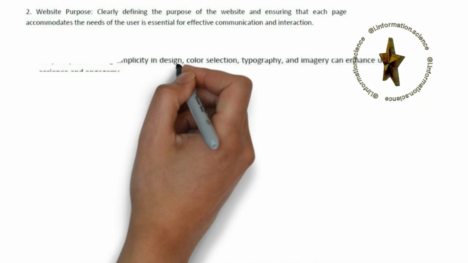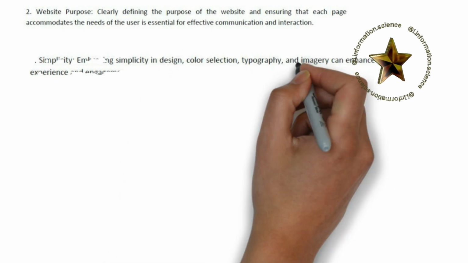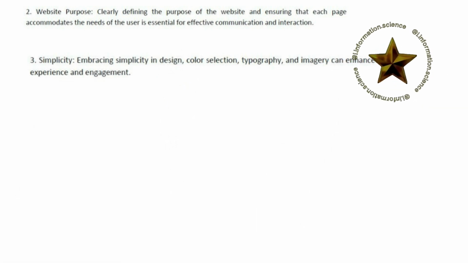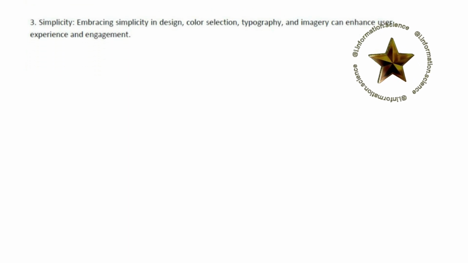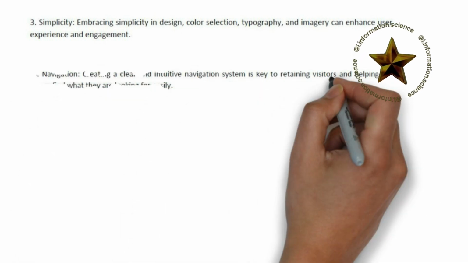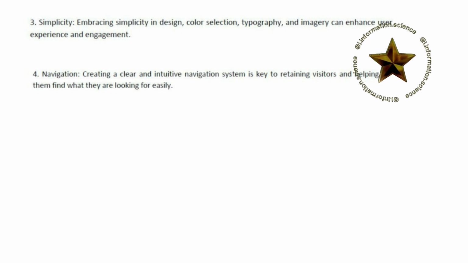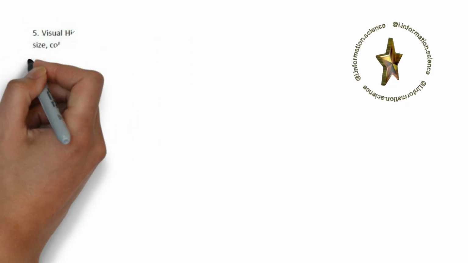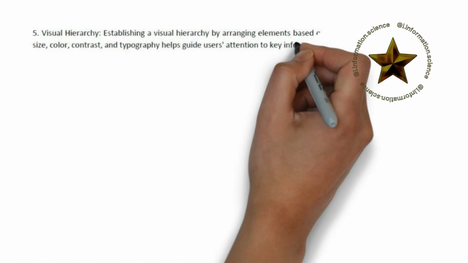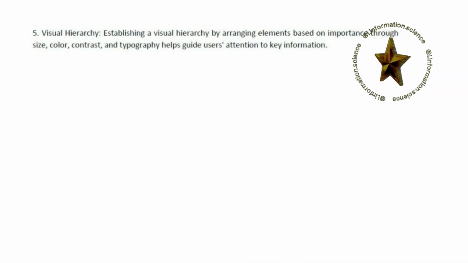3. Simplicity. Embracing simplicity in design, color selection, typography, and imagery can enhance user experience and engagement. 4. Navigation. Creating a clear and intuitive navigation system is key to retaining visitors and helping them find what they are looking for easily. 5. Visual hierarchy. Establishing a visual hierarchy by arranging elements based on importance through size, color, contrast, and typography helps guide users' attention to key information.